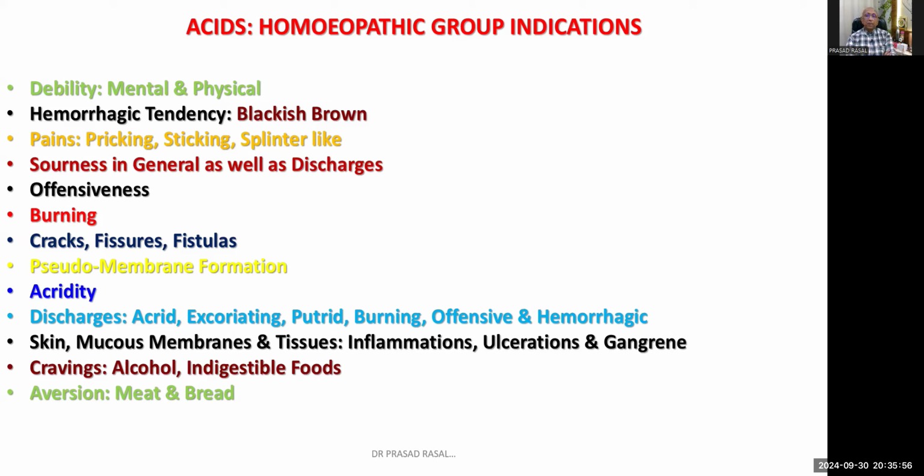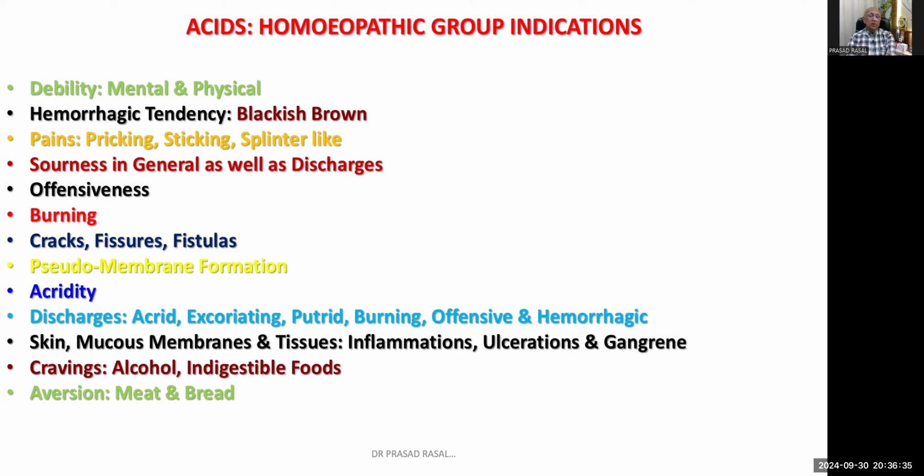Third important thing, how are the pains in acids? The pains are pricking, sticking, generally in the throat, at the mucous membrane level, mucocutaneous junctions, at the mouth, at the corners of the mouth, that are cracked, and there is a pricking or splinter-like pain. Even in the throat, there is pseudomembrane formation and pricking, splinter-like pain. Or even in the rectum, splinter-like pains, very common with nitric acid. So these are the typical pains of the acid group which you can find out.